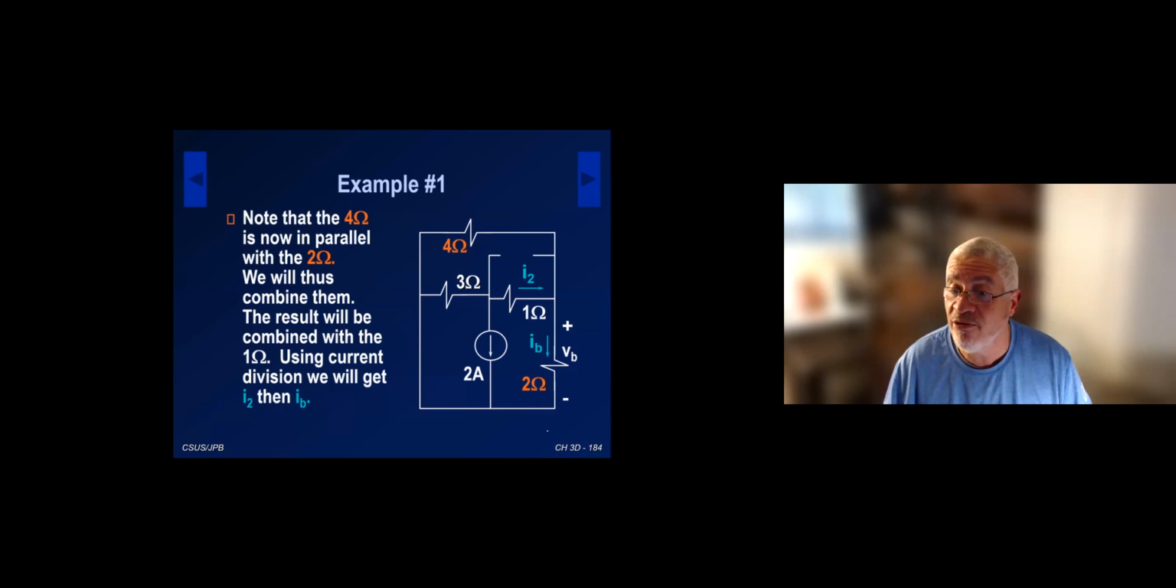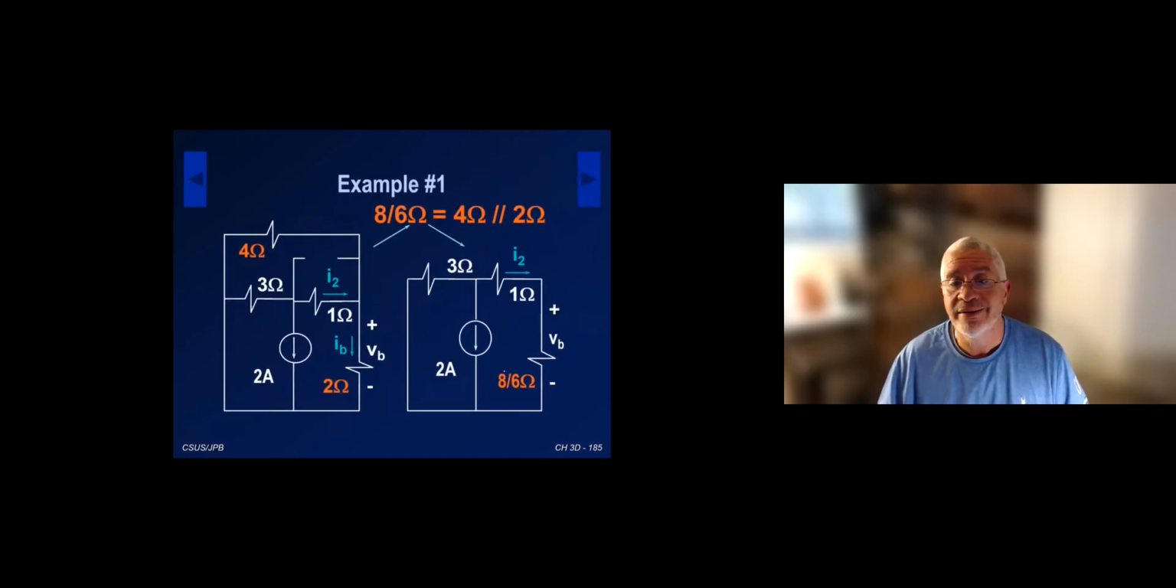But I can combine the 4 and the 2 ohm in parallel. You can see in orange here, because they share both nodes. They share this node, and they share that node, okay? And if I do that, I get this. I get the 8.6 ohm, okay? I haven't lost VB because it's a parallel combination. I did lose IB, but I haven't lost VB, okay? But I now can use current division fairly easily to calculate the current I2.